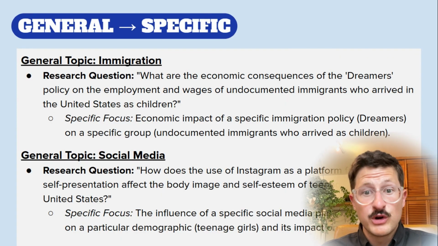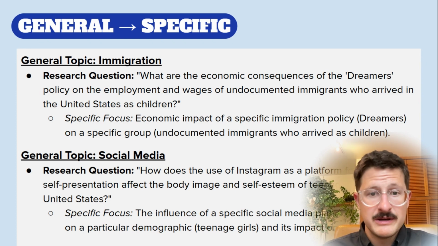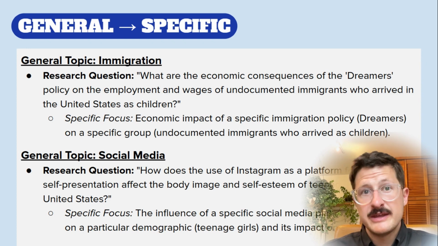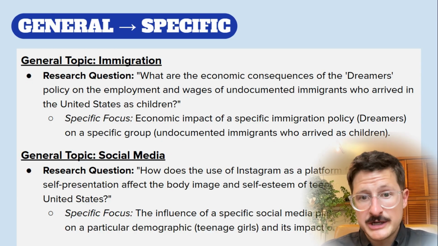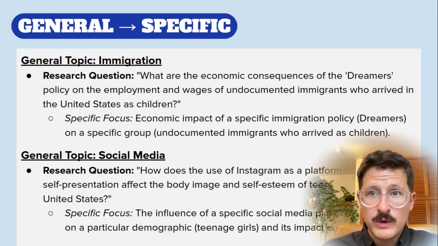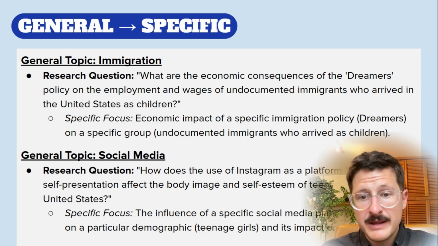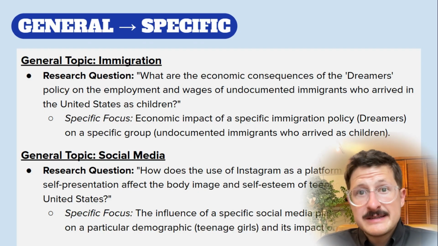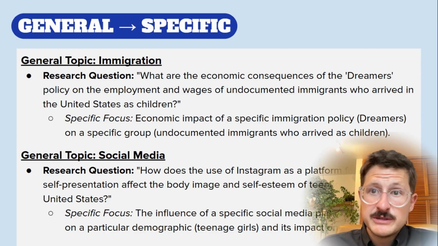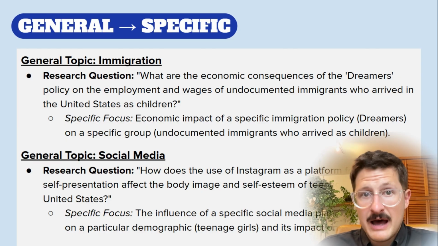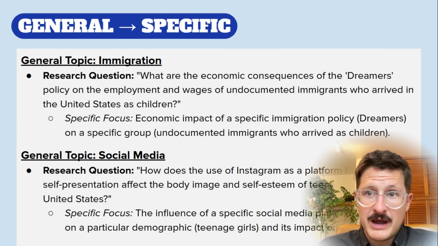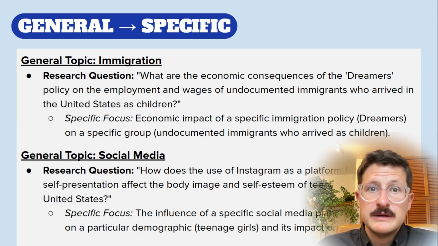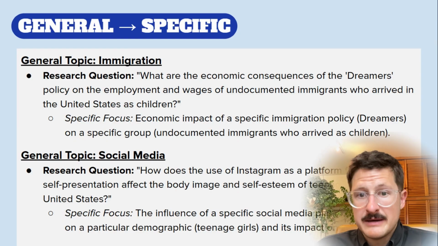The first, immigration. Great general topic, so many different ways to explore it, but let's look at how this person has narrowed it. Their research question says, what are the economic consequences of the Dreamers policy on employment and wages of undocumented immigrants who've arrived in the United States as children? The lens, economic. Specific focus, economic impact of the specific immigration policy, the Dreamers policy, and then on a specific group, undocumented immigrants who arrived as children. DACA.